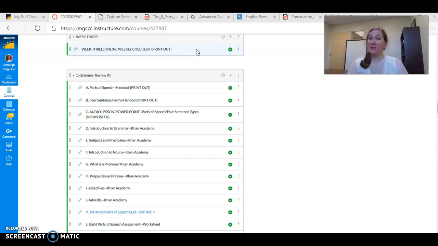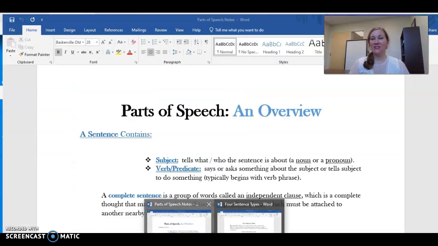All right, well, let's look at some of the handouts and other resources that will be helpful to you. So first thing, make sure under Module 1, there are 2 handouts that you need to print out right off the bat, okay? Letter A and letter B. The first one, letter A, this is a parts of speech handout.